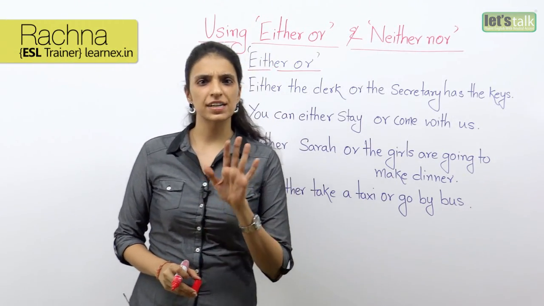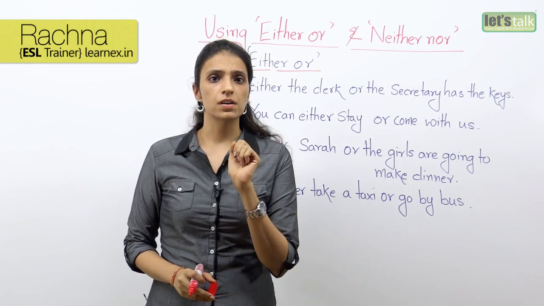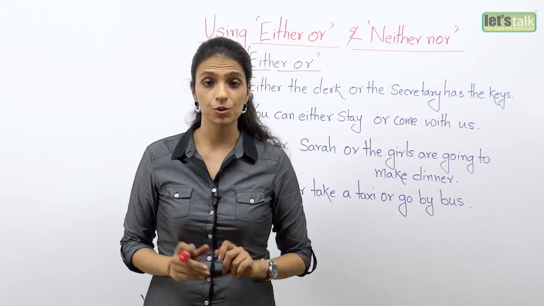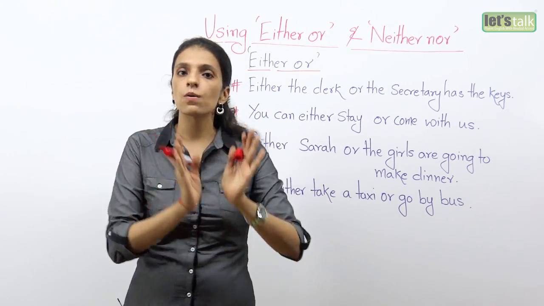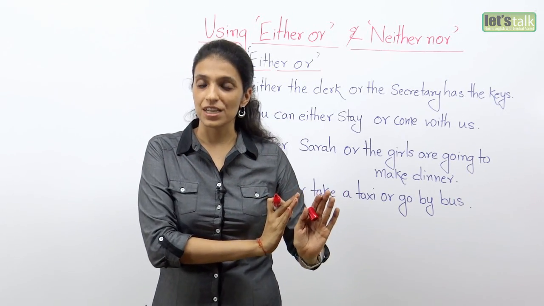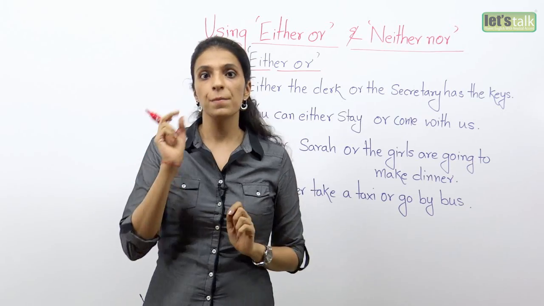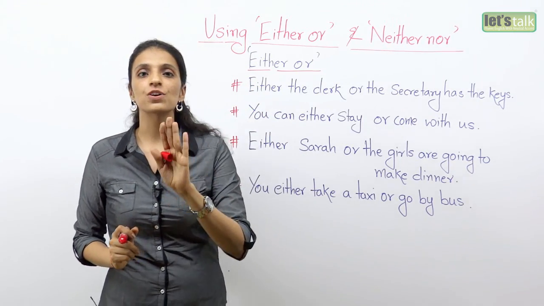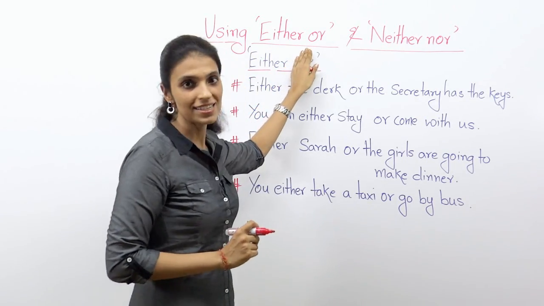Well, supposing I tell you, either you write an essay or give a speech in front of the class, which one would you prefer? Okay, so I'm giving you a choice. Either you write an essay or speak in front of the class. There are two options. You have two choices. Make one, pick one, choose one. This is what today's lesson is about: using either/or and neither/nor.